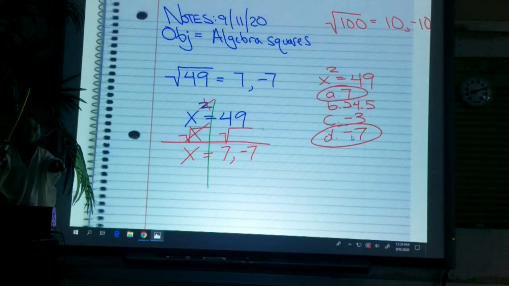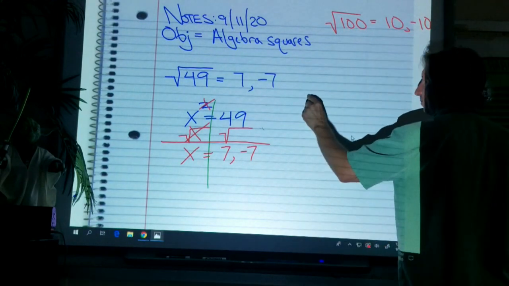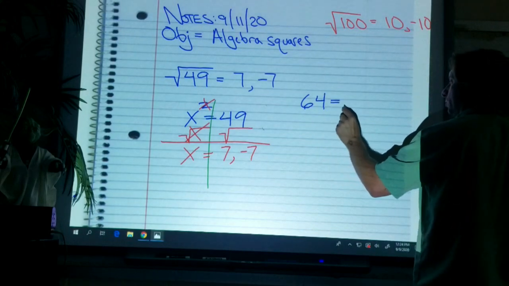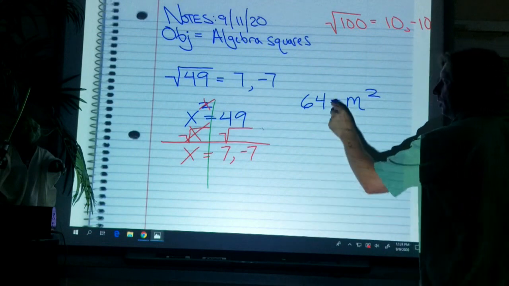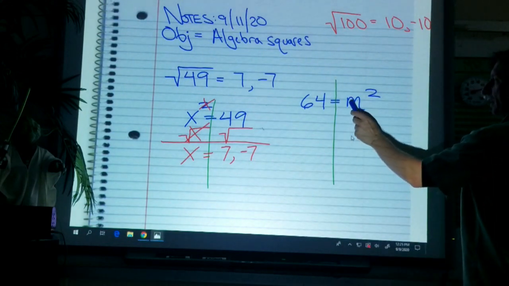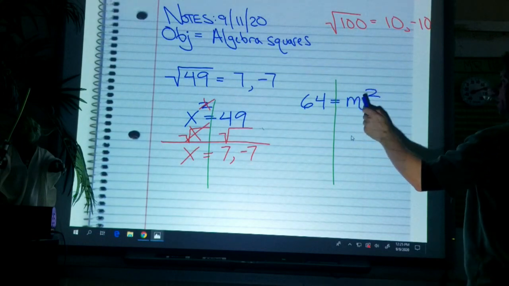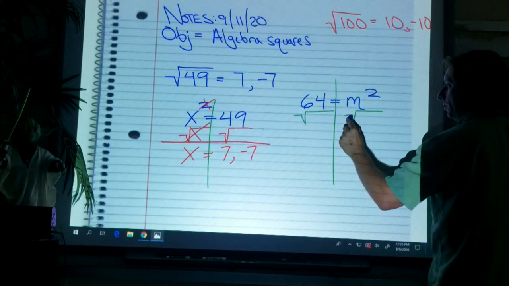Pretty basic stuff. Let's do one more of these backwards, just to see what they look like backwards. 64 equals m squared. Same thing. Get the m by itself, right? Not the 64. So what's the opposite of squared? Square root. We do it to one side, we do it to the other.